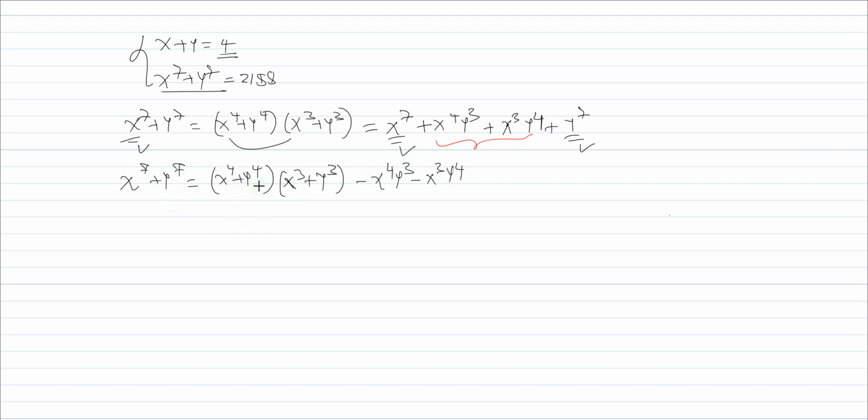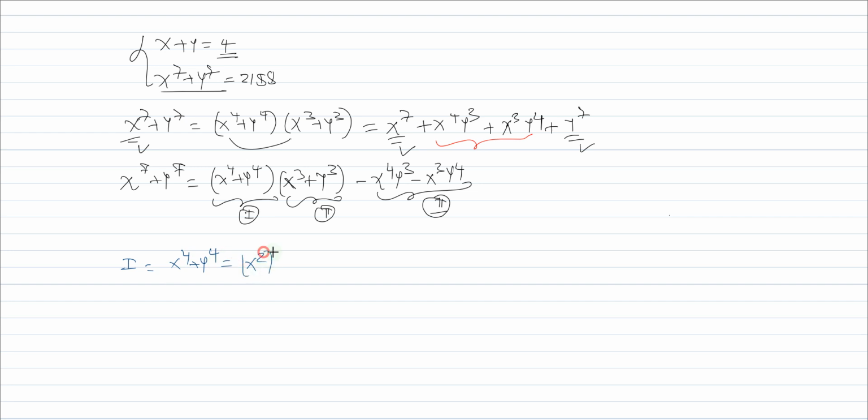So let's now work on these terms to write them in terms of x plus y. Let's say this is 1, and let's say this is 2, and let's say this is 3. I'm going to change the color here just to work on them. So first of all, the first one is x to the 4 plus y to the 4.